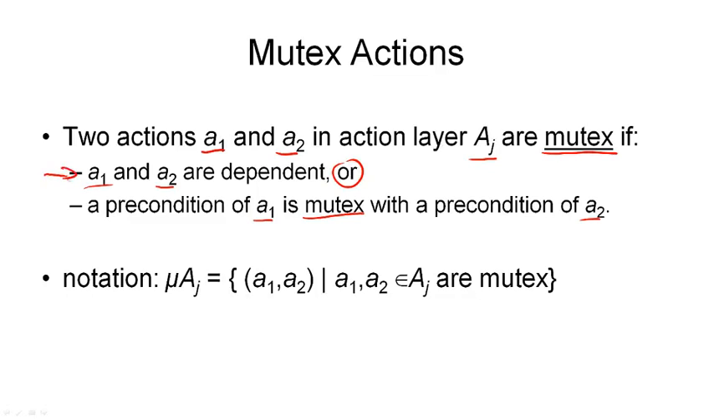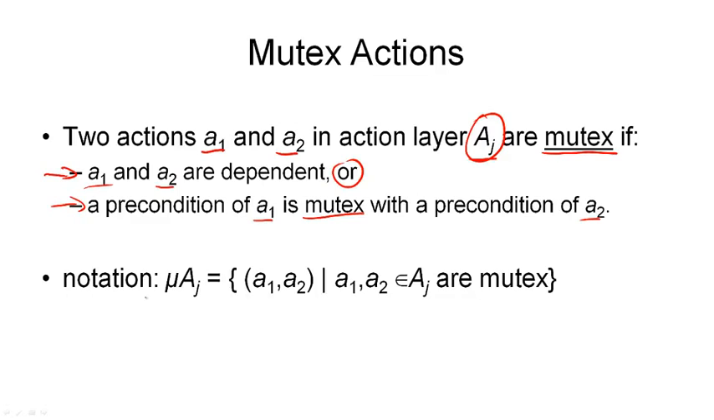Note that the first of these two conditions is problem independent, so dependency does not need to be recomputed for each action layer AJ. It's always the same whether two actions are dependent or not. Whereas the second condition does depend on the action layer in which the two actions are, because we're referring to preconditions which are propositions in the preceding proposition layer.